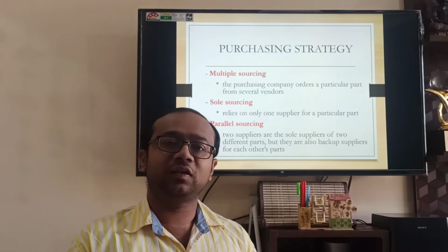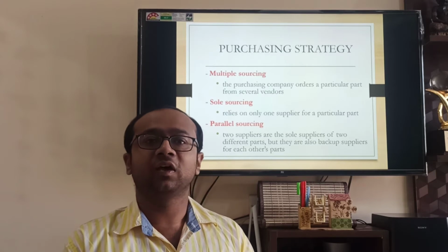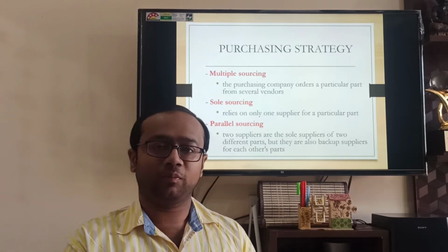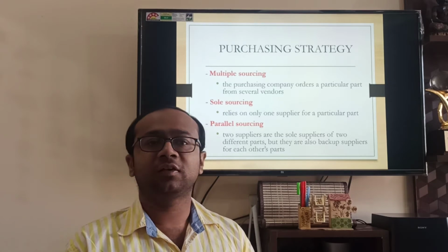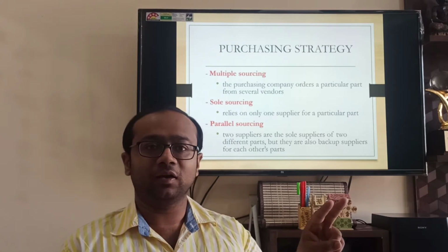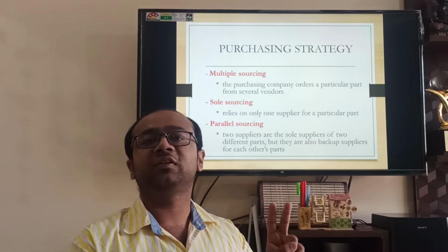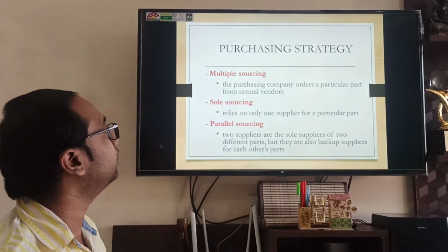difference is, in this case, if Ram is not able to supply X, Sham should be able to supply, and if Sham is not able to supply Y, Ram should be able to supply. This is an example of parallel sourcing. So two suppliers, they are giving their regular parts, but they should also be able to give each other's part. That is known as parallel sourcing.